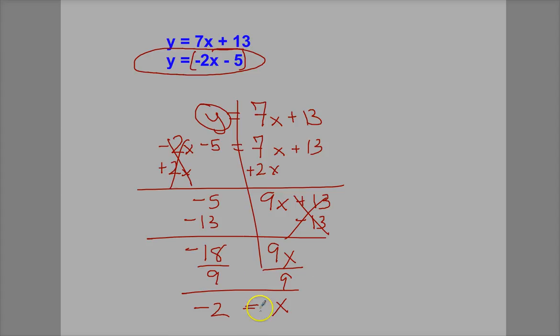So now I can just take this and substitute back in. You're not supposed to say plug in anymore, I forgot. Substitute the value for x in either one.